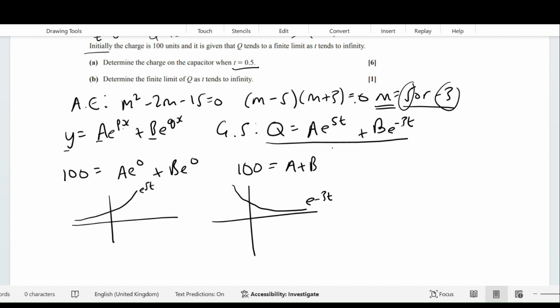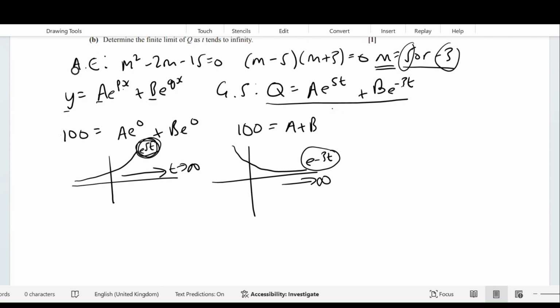So we can see that as t tends to infinity, so if this is infinity over in this direction here, e to the minus 3t tends to a certain value. But as we go in this direction here and t tends to infinity, e to the 5t actually doesn't tend to a finite limit, it tends to infinity as well. So that means that this part of the equation must basically not be present in our final solution, in our particular solution.